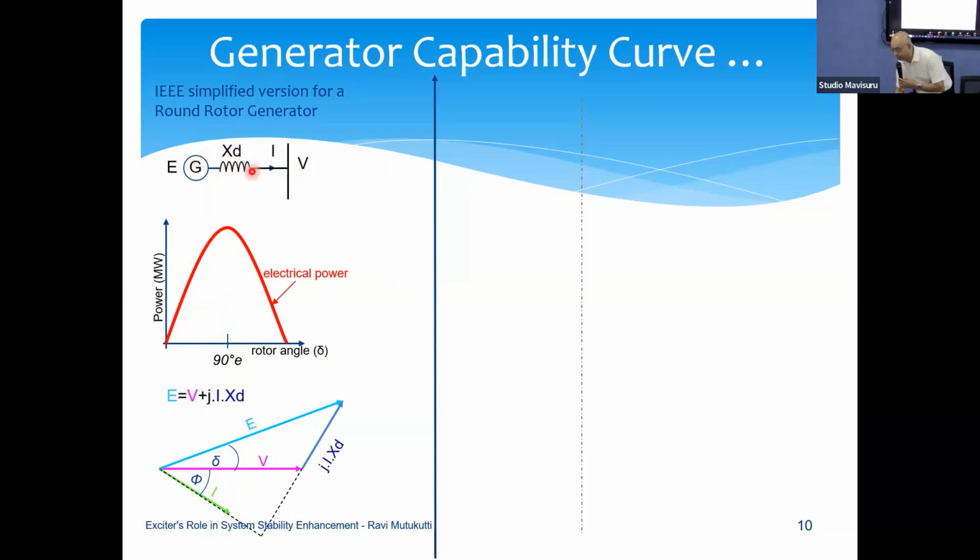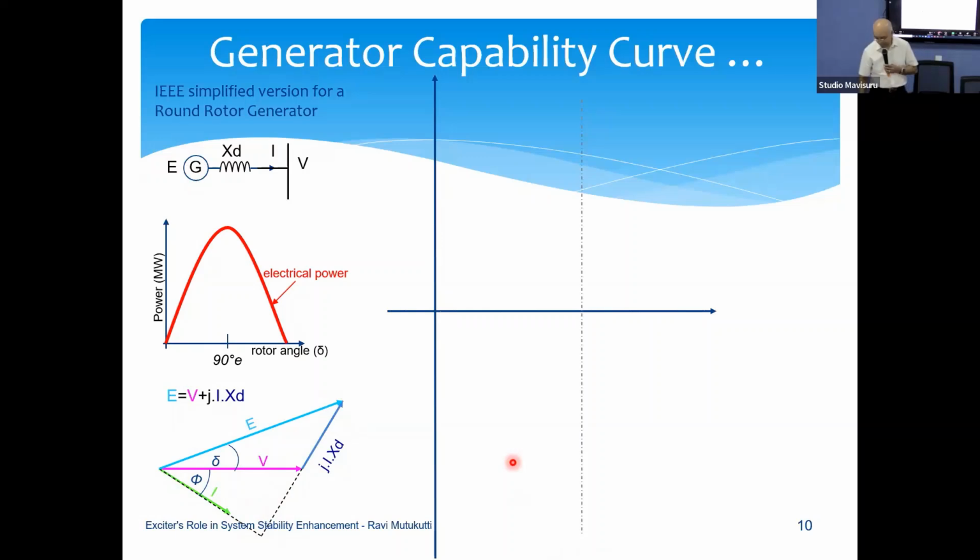If you draw this in a phasor diagram, your E is the addition of V plus the drop. Assuming your current is lagging the voltage by the power factor angle, J means 90 degrees, right? So the JXD should be 90 degrees to the I, which is here. And the phasor diagram becomes like that. The voltage plus drop equals the supplied excitation voltage at the rotor.